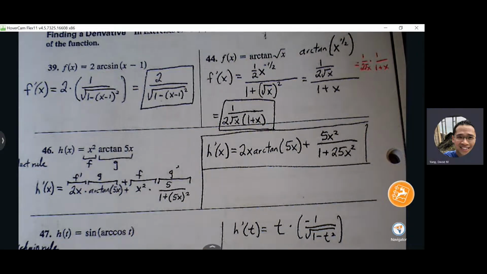If 44 feels messy, remember, if you divide by a fraction, it's the same thing as multiplying by the reciprocal of the denominator, right? So 1/2 root x divided by 1 plus x is the same thing as 1/2 root x times the reciprocal of 1 over 1 plus x. And that helps me see, oh, they all basically share the same denominator, so I can put it all together.